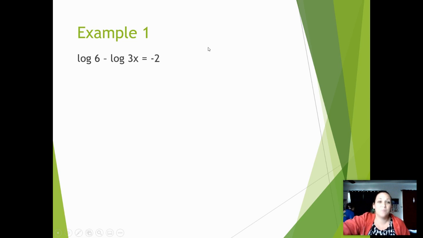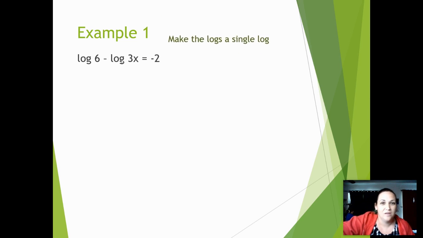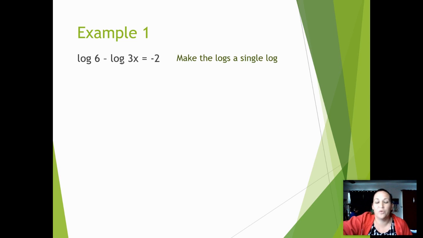Now again, in this problem, I have the word log written twice, which is telling me that I need to do a pre-step of condensing my logs into a single log. So anytime you see the log written more than once, you need to condense it first. In this problem, I do not have any numbers in front of my logs, so I will not be creating any exponents. My two logs are being subtracted, so that will turn into a division problem.